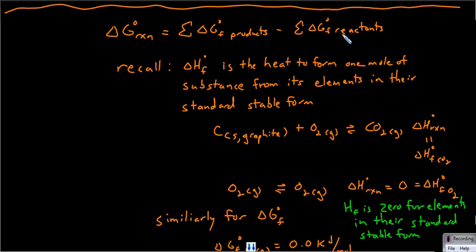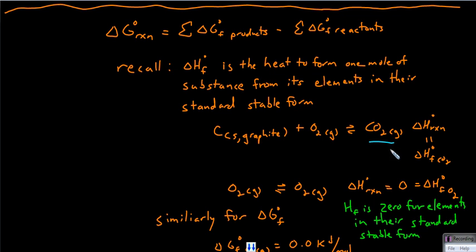So recall that heat of formation is the heat to form 1 mole of a substance from its elements in their standard stable form. So, for example, the heat of formation of carbon dioxide is the heat of the reaction in which you take a mole of carbon in its solid graphite form, the typical standard form of carbon on Earth, and react it with a mole of oxygen gas. The heat of that reaction is the heat of formation of CO2.